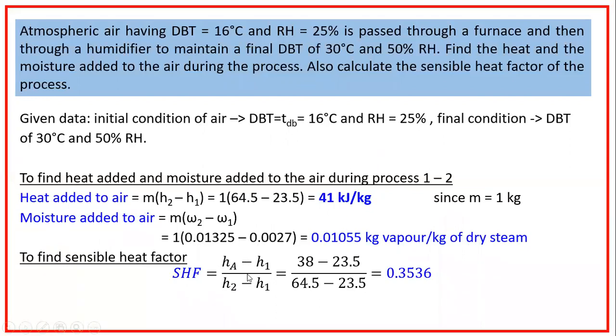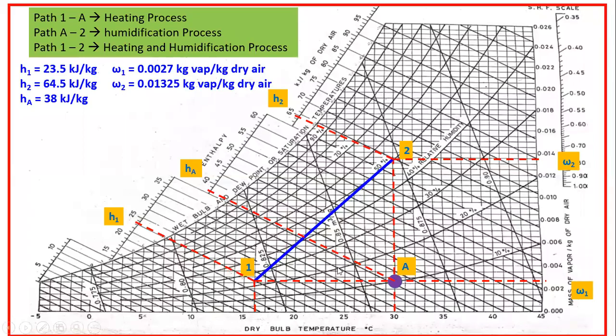So what is the sensible heat? Sensible heat is nothing but, since this 1 to A is the sensible heating. So what is the enthalpy added during sensible heat? HA minus H1. This is in the numerator. Denominator is the total heat.